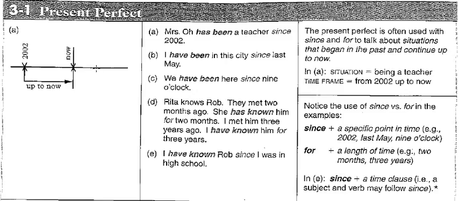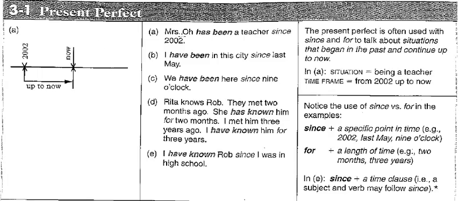Okay, next, since and for. Since and for are words that are used to give just a little more information about when that event began in the past or how long it has been going on. Since is used plus a specific point in time. So, for example, 2002, last May, 9 o'clock.